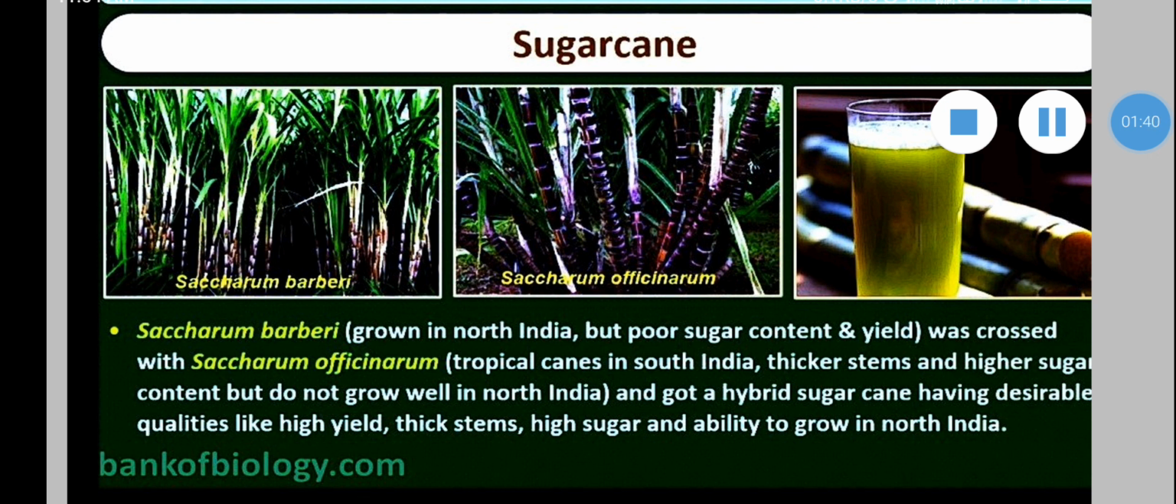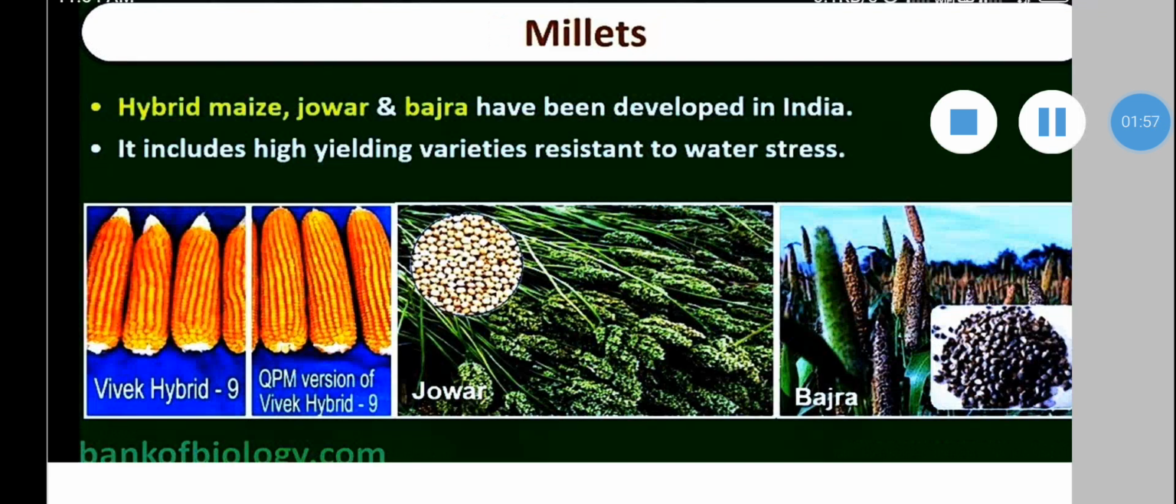So some of the hybrid varieties of sugarcane are Co 419, 421, 453, which are high yielding and have high sugar content, developed in India at Tamil Nadu. The next is millets. Hybrid maize, jowar and bajra have been successfully developed in India. These varieties are high yielding and resistant to water stress.